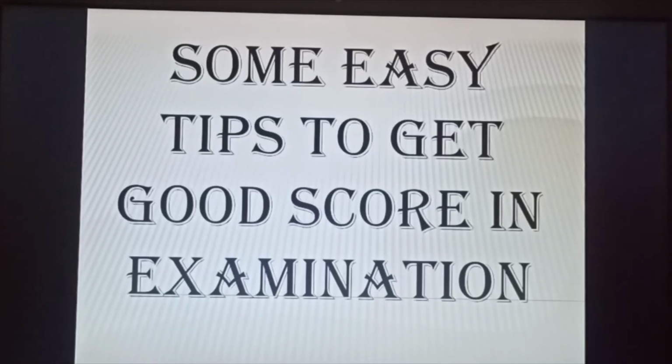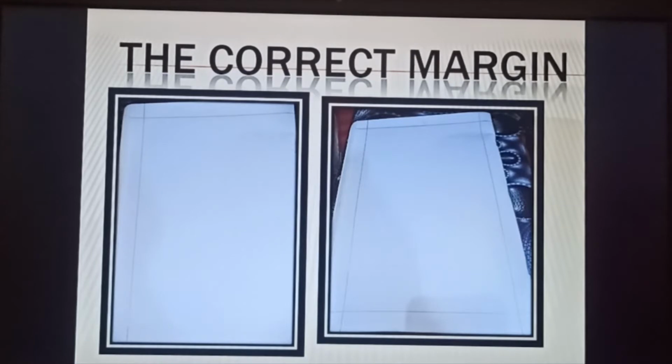Today we will discuss some easy tips to get a good score in examinations. The first thing is the correct margin. The picture shown in the slide is the correct way to draw a margin. Sometimes we fold the paper and take it as a margin, but it is not the correct way. Always use a pencil and ruler to draw the correct margin, as shown in the picture.